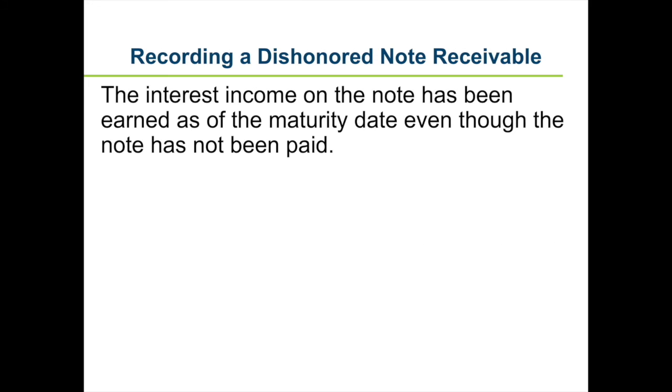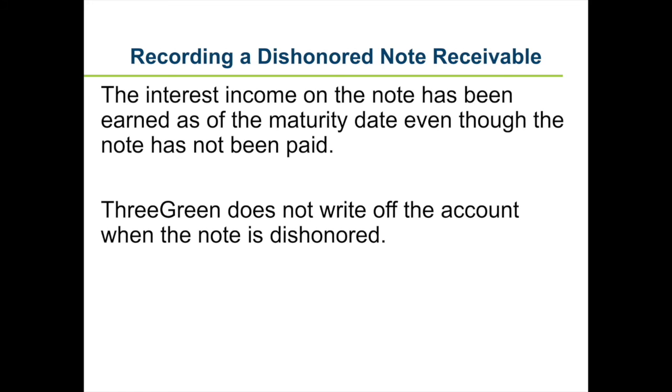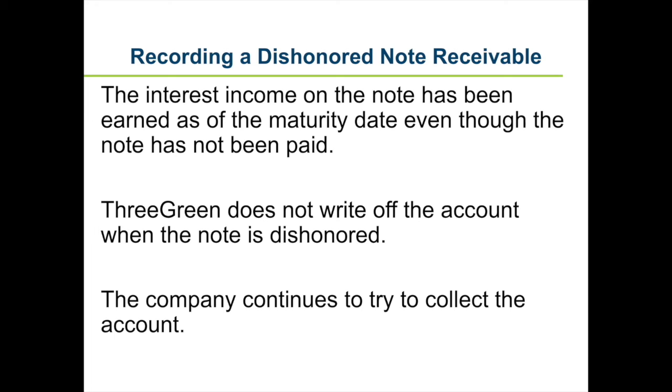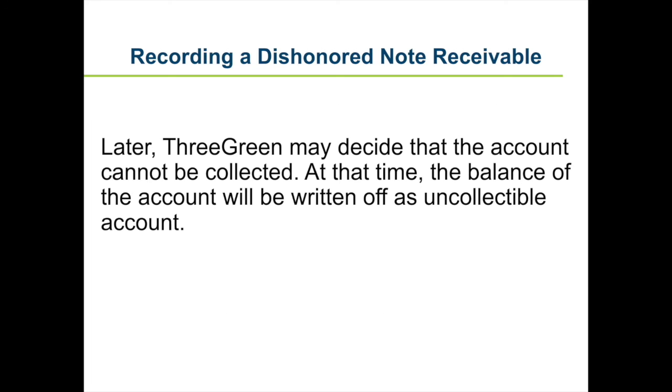The interest income on a note has been earned as of the maturity date even though the note has not been paid. 3 Green does not write off the account when the note is dishonored. The company continues to try to collect the account. Later, 3 Green may decide that the account cannot be collected, and at that time, the balance of the account will be written off as an uncollectible account. Sounds a little confusing at this time, but again, remember, we're working on transactions that cover a couple of months.